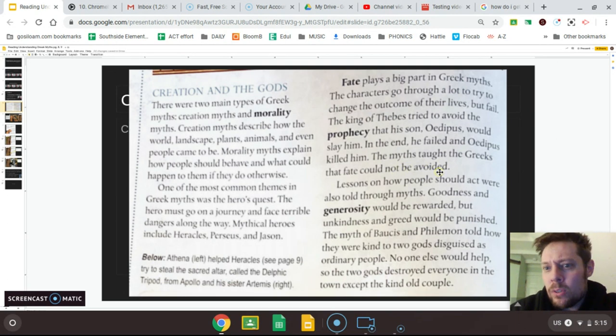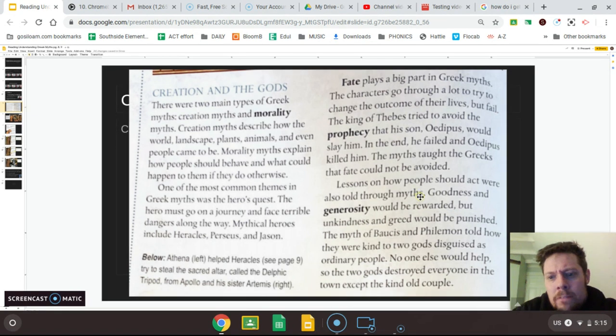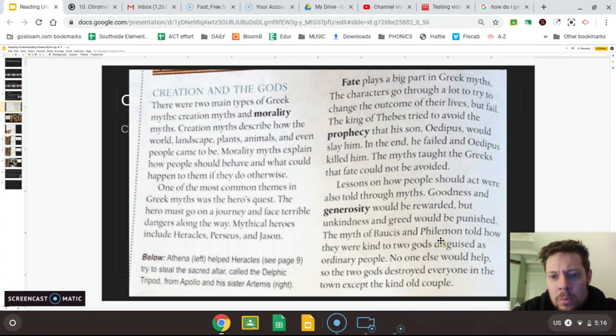Lessons on how people should act were also told through the myths. Goodness and generosity would be rewarded, but unkindness and greed would be punished. The myth of Bacchus and Philemon told how they were kind to two gods disguised as ordinary people. No one else would help, so the two gods destroyed everyone in the town except the kind old people. And those people would be Bacchus and Philemon.